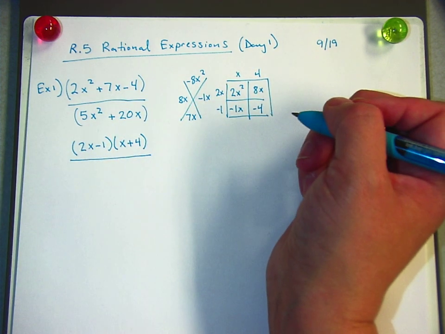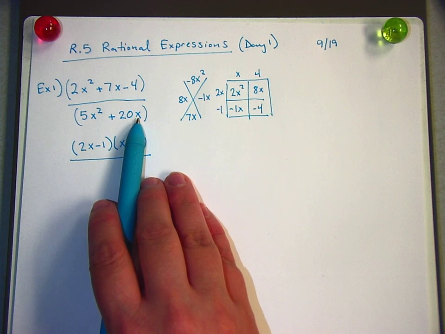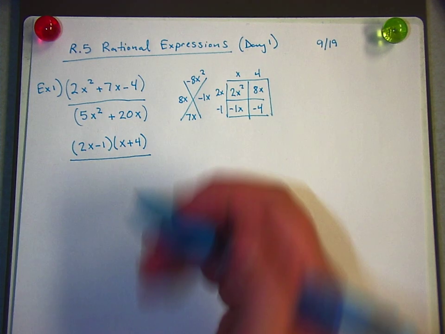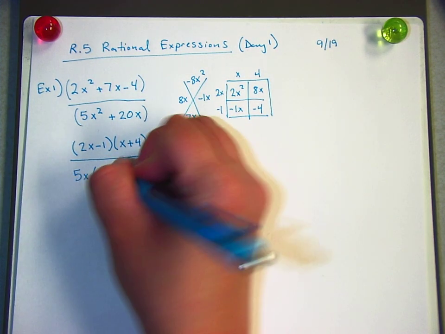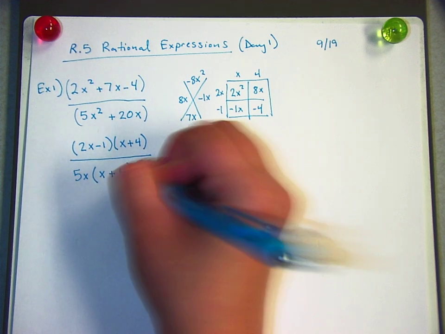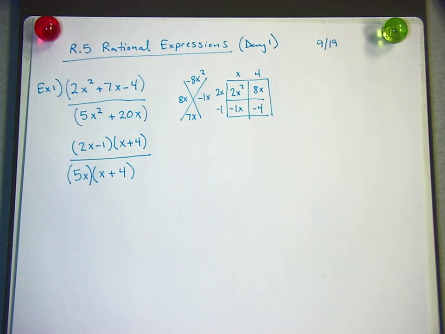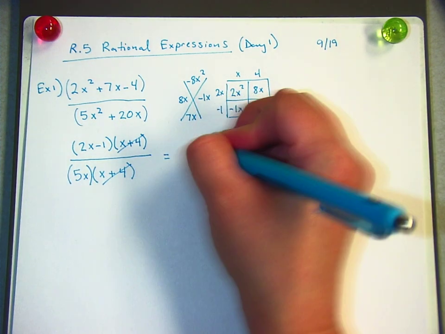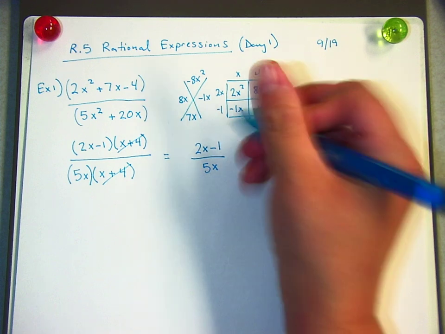All over. All right, now the second one, when I'm looking at this, the first thing I think is, what can I take out? And so that'd be a 5x out of both. You're left with an x plus 4. Okay, so now I have these things that are multiplied by each other. And things that are multiplied by each other, you can totally cancel out. So see how I've got an x plus 4 on the top and the bottom? So those cancel out. And you end up with a 2x minus 1 over 5x, which is the final answer.